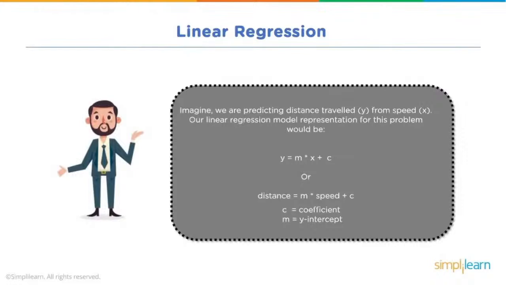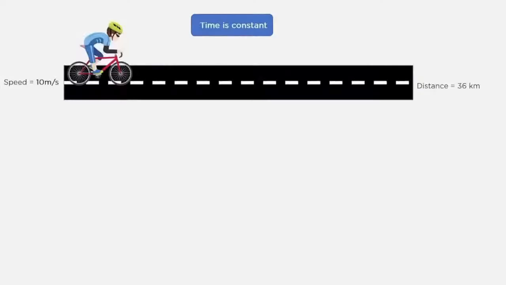Imagine we are predicting distance traveled y from speed x. Our linear regression model representation for this problem would be y equals m times x plus c, or distance equals m times speed plus c, where m is the coefficient and c is the y-intercept. And we're going to look at two different variations of this. First, we're going to start with time is constant.